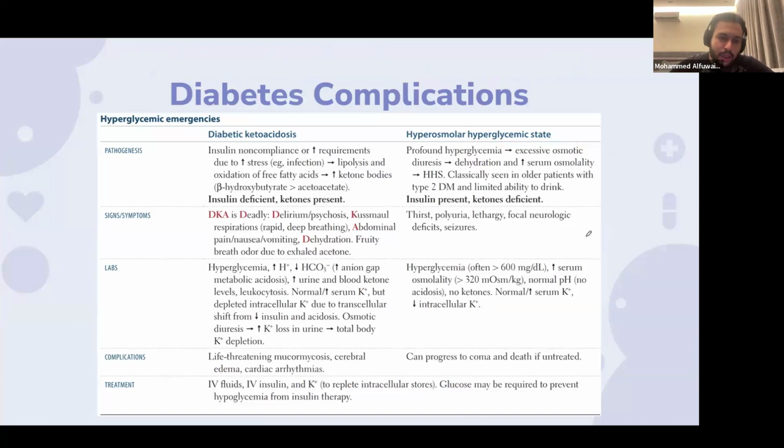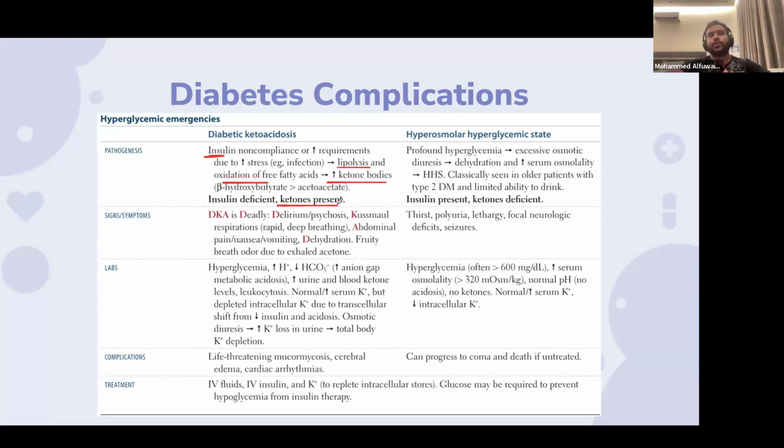Now for other complications, which are the hyperglycemic emergencies. There's two: diabetic ketoacidosis and hyperosmolar hyperglycemic state. Diabetic ketoacidosis happens more in type 1. Again, insulin is very low in type 1, or when they're in acute stress where they need a lot of insulin, they don't have it. So glucagon is unopposed. What glucagon will do is lipolysis, and with lipolysis you have oxidation of these free fatty acids, and then you have increased ketones, okay? So what will these ketones do?